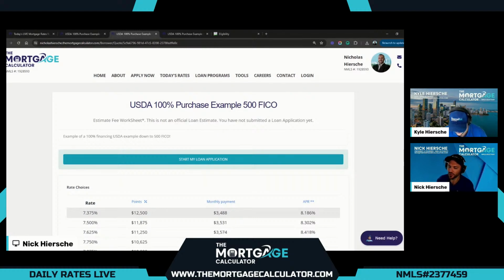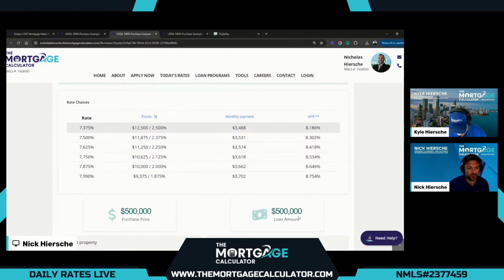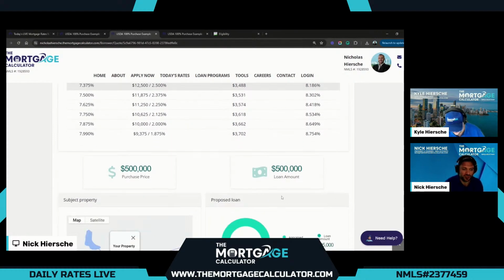Absolutely amazing. These government programs do have some leniency in areas that the agency and the non-QM areas cannot offer. So USDA does offer programs down to 500 FICO score that we can offer with 100% financing. Pretty amazing. Obviously, the rates are different here. So rates as low as 7.375 will have a cost of 2.5% in points. And a 7.99 rate will have a more reasonable 1.875 cost. But great options here for 100% financing for someone that may not have the best credit, but still needs to take advantage of the USDA programs for 100% financing.